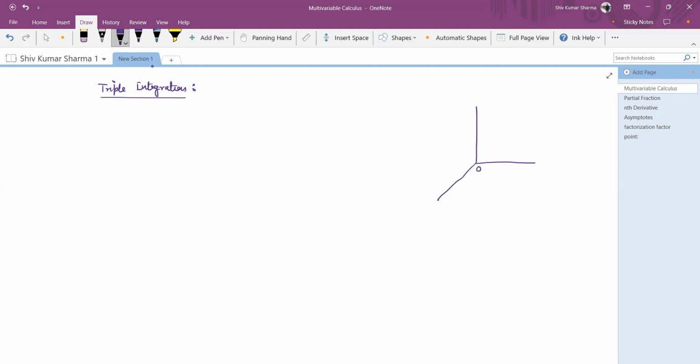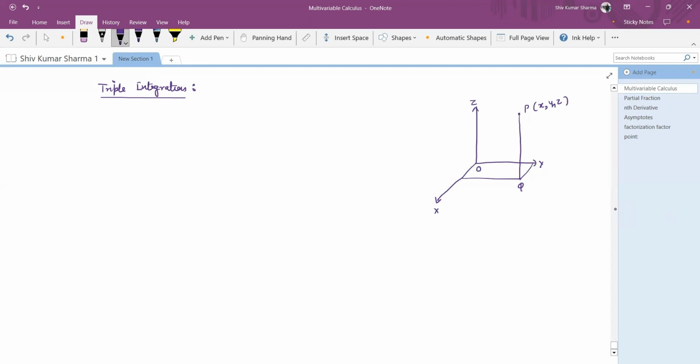So, this is the origin. We assume that this is our y-axis, here is the x-axis, and this is the z-axis. We take a point P. So this is the point P, and here we use this coordinate as PQ. The coordinates of point P we write down as x, y, z.